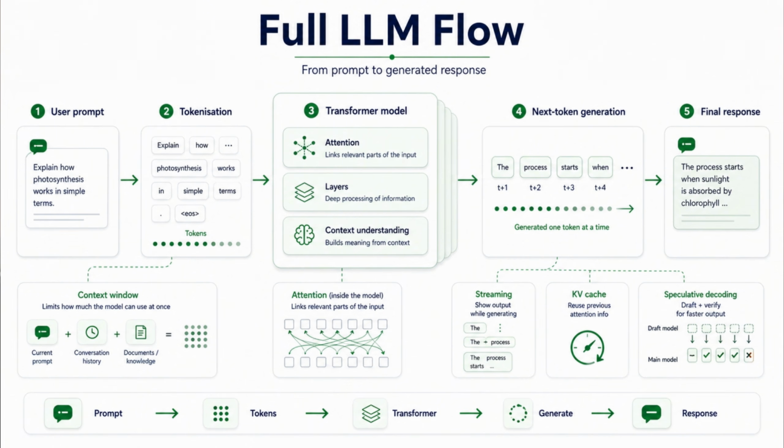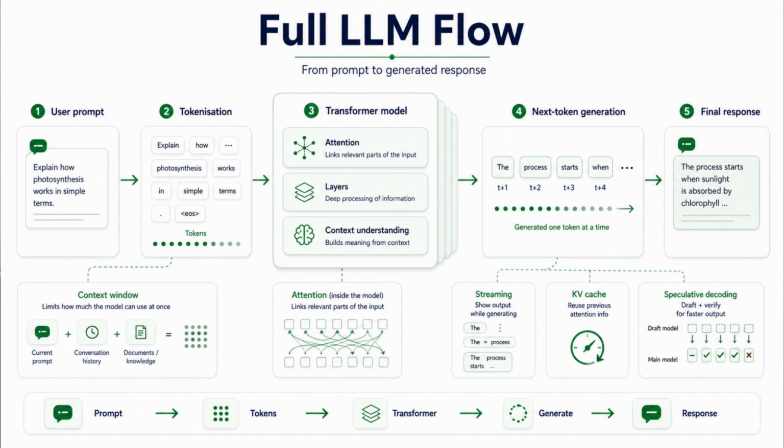After processing the input, the model starts generating the answer. It does this one token at a time. It predicts the next token, adds it to the response, and then continues predicting the next token until the answer is complete. So if the prompt is long, the context window controls how much information the model can consider at one time. If the application uses streaming, the user can see the answer while it's being generated.